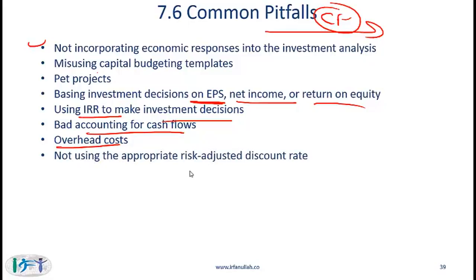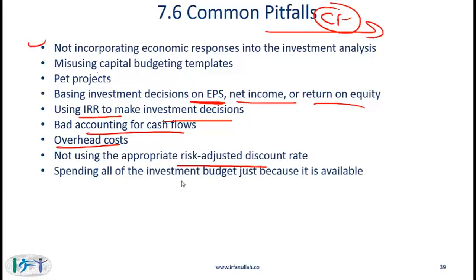Not using appropriate risk-adjusted discount rates. Many companies have a certain weighted average cost of capital or a certain hurdle rate, and that hurdle rate is used indiscriminately across all sorts of projects. What you need to do is use a higher rate for riskier projects and a lower rate for less risky projects.